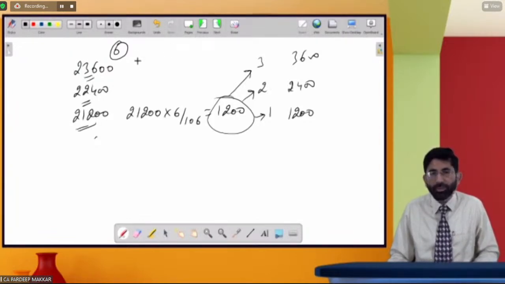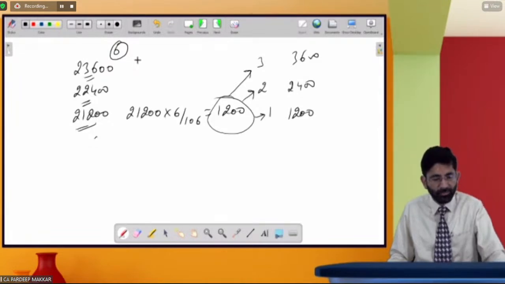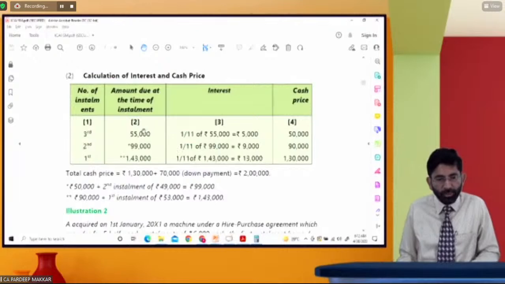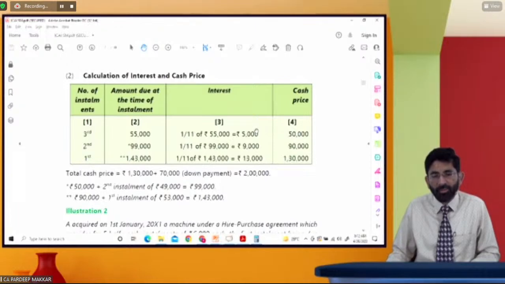Again, we have assumed that the interest is similar in each and every installment. Cash price is similar in each and every installment in this case. So this is a way how they have calculated for you. They have assumed in the last installment interest is included. It is 55,000 into 1 by 11. They've got it. It is 5,000.